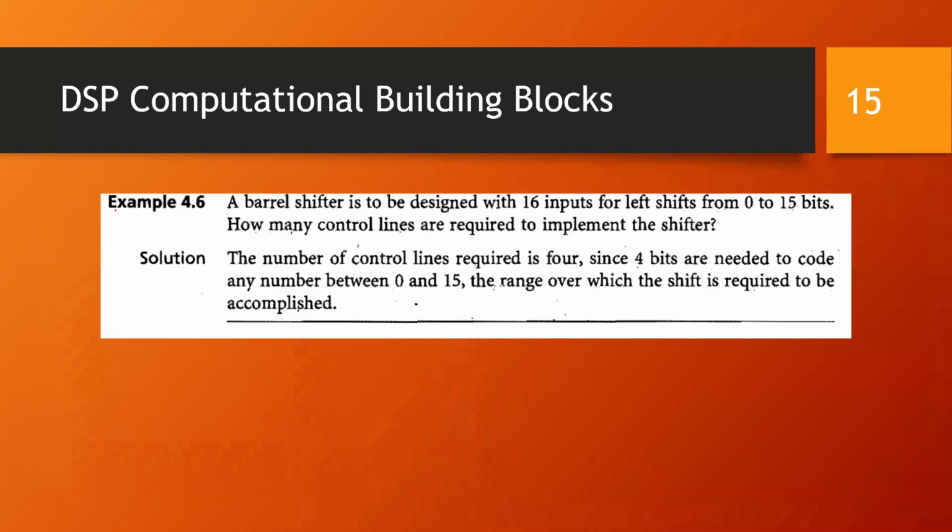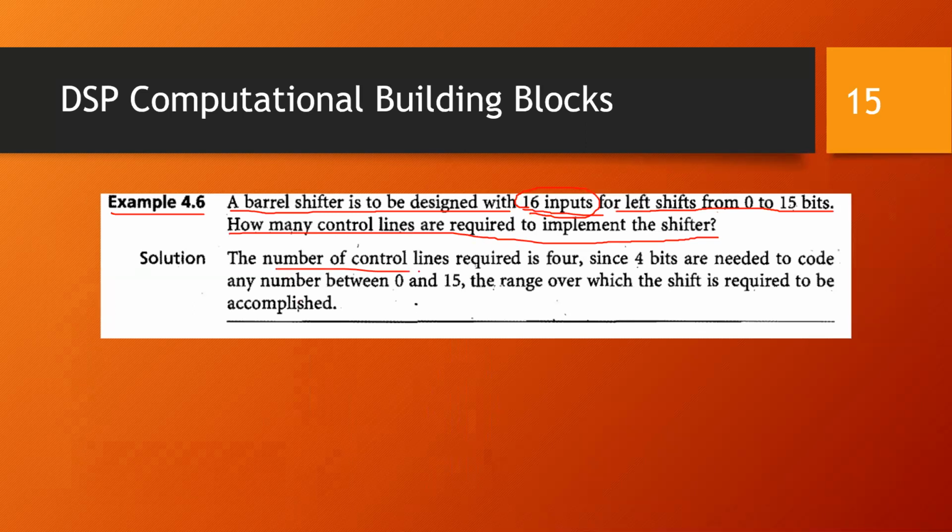Okay, let us look at an example now. A barrel shifter is to be designed with 16 inputs and left shifts from 0 to 15 bits. How many control lines are required to implement the shifter? So this is your regular straightforward question. Since you have 16 inputs, how many control lines are required to implement the shifter?